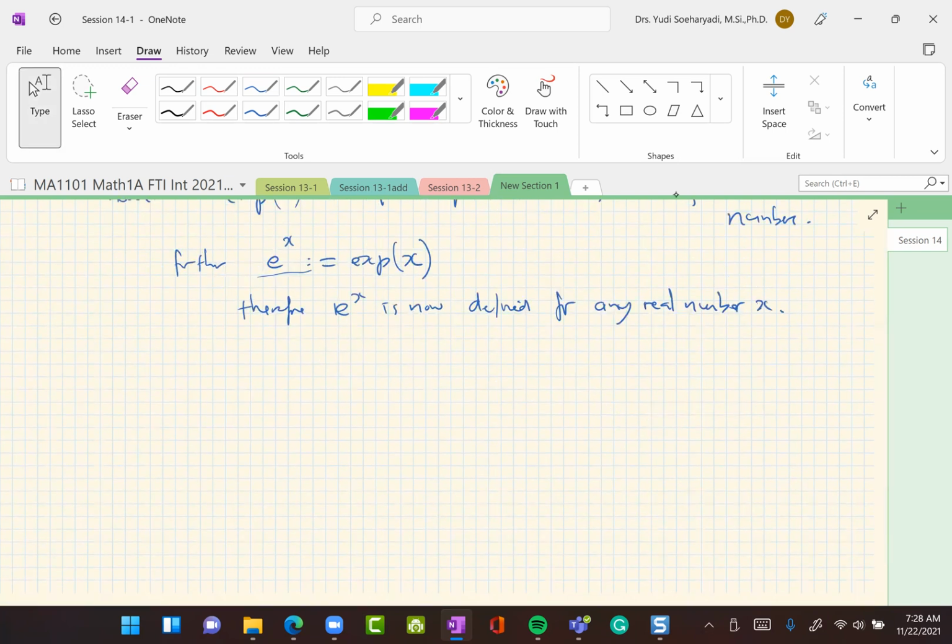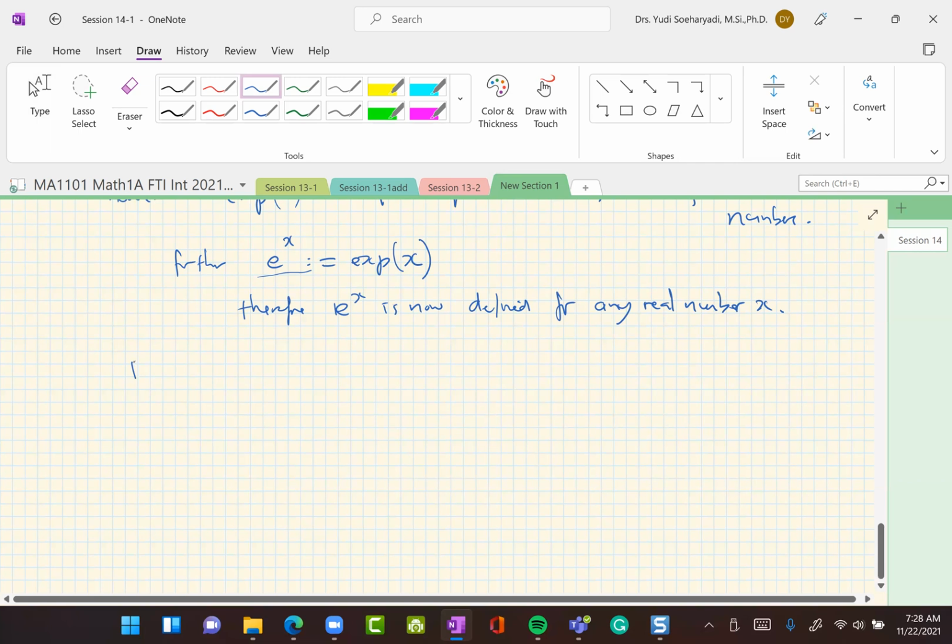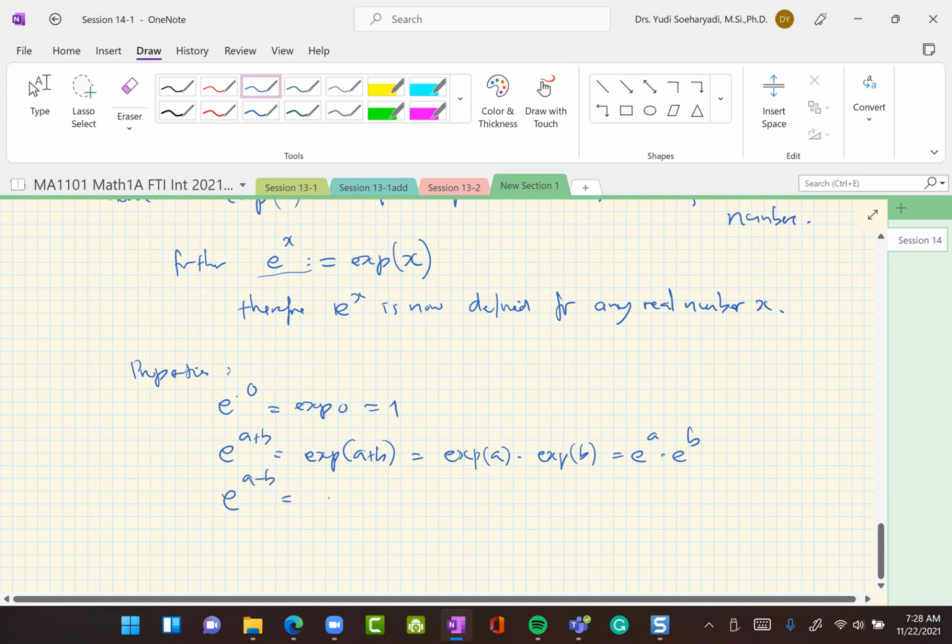Okay, so then we have the properties. For example, e to the 0 is 1. Because this is the inverse, e to the a plus b is exp of a plus b, right? But exp has the property that a sum becomes a product: e to the a times e to the b. Likewise, if you subtract you get something that looks like this, e to the a over e to the b.